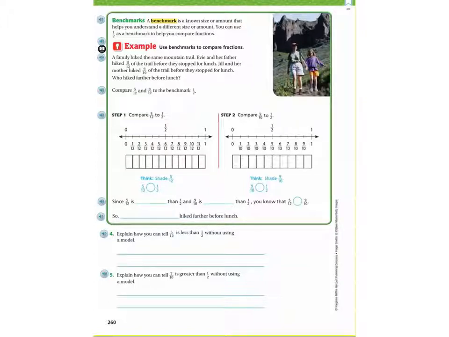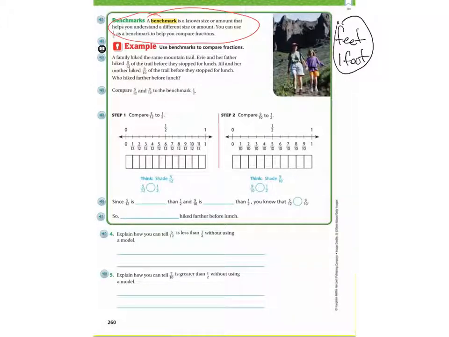All right. So benchmarks. We used a benchmark, and we didn't even know what a benchmark was. A benchmark is nothing more than a known size or amount. It just helps you understand a different size or amount. So we use benchmarks all the time, and you may not even think about it. Some common benchmarks, and I did this in class today: we like to use feet, as in 1 foot. We generally know what 1 foot is. So if I said, he's about 6 feet tall, he's about 10 feet tall, he's 3 feet tall, we know what a foot is.